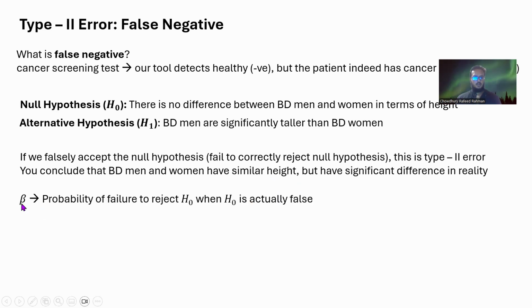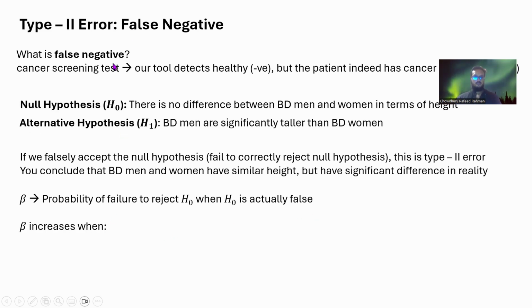There is a parameter called beta, which is not widely used, or people don't really talk about it that much. Beta is basically the probability of failure to reject H0. Remember that alpha was the probability of the null hypothesis being true, but beta is the opposite. It's the probability of failure to correctly reject the null hypothesis when indeed the null hypothesis is false. Let me clarify. Suppose H0 is false. If H0 is false, what is the probability that we fail to reject H0 and we fail to accept H1? That is beta.